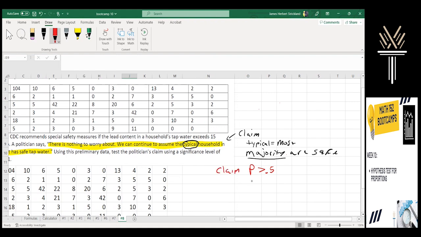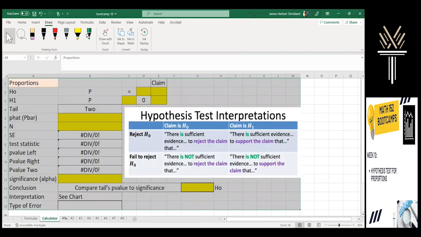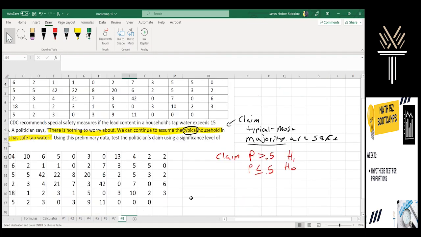He's saying that the majority of houses are perfectly safe. And so that would be our alternative statement, which means the null by complement would be less than or equal to. That the majority of houses are not safe, or at least not a majority of houses are safe, because of the equality. All right, let's grab our calculator. That was a good guess, by the way.